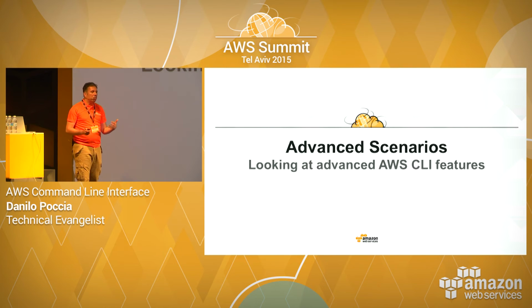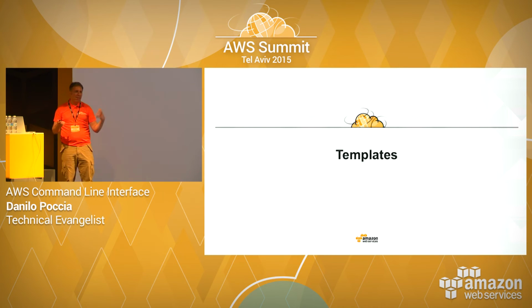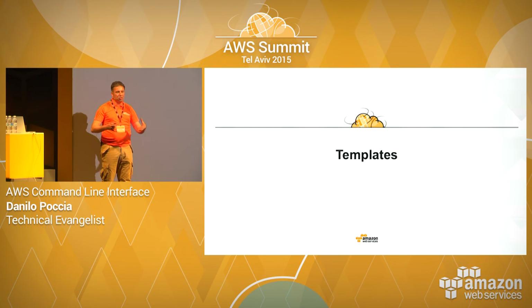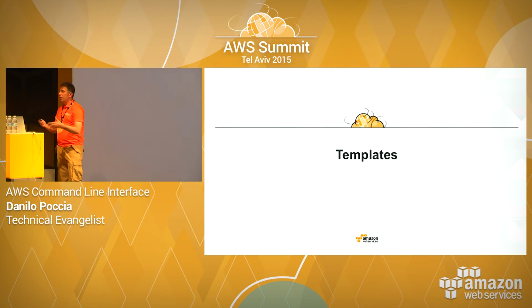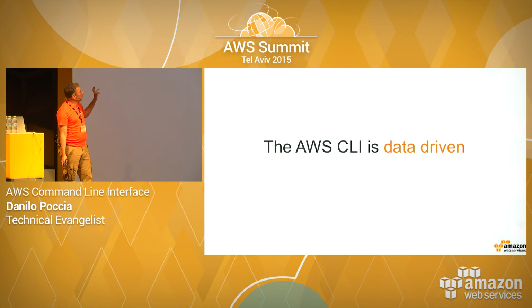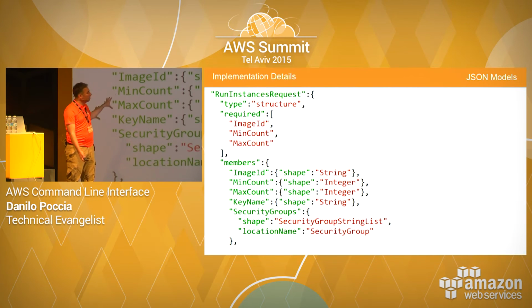Let's see some more advanced usage of the command line interface. And since, as you can imagine, every command has a lot of different options, we introduced templates to make it simple for you to manage all these possible options without always looking at the documentation. Imagine that you want to, for example, run an instance. What happens is that internally, our command line interface is completely data-driven. So internally, all the data is kept in a JSON syntax similar to this one. This is an example of run instances, as I was saying.